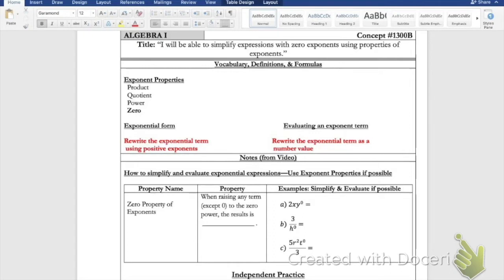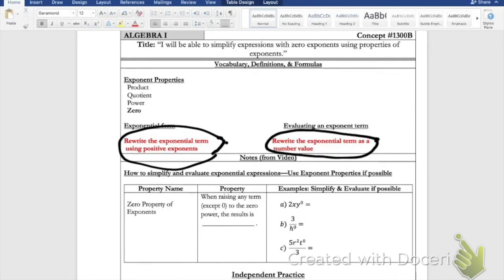So in 1300A, you learned how to use the exponent properties of product, quotient, and power. Today, in 1300B, you will learn how to use the zero exponent property. Just a reminder, exponential form is when you rewrite the exponential term using positive exponents. Evaluating an exponent term is rewriting the exponential term as a number value, and this was covered in 1300A.